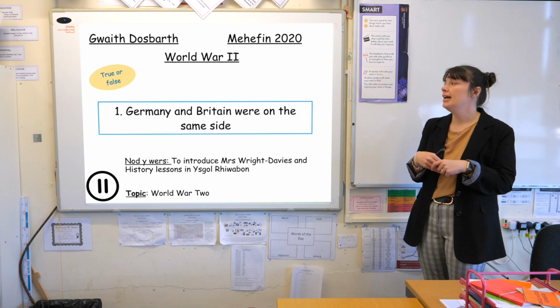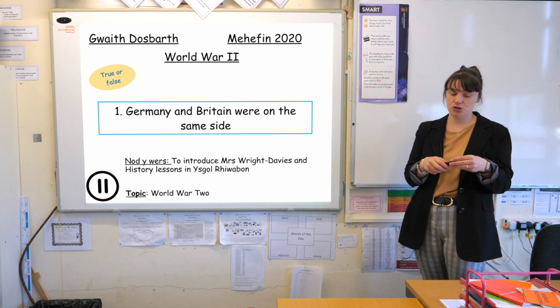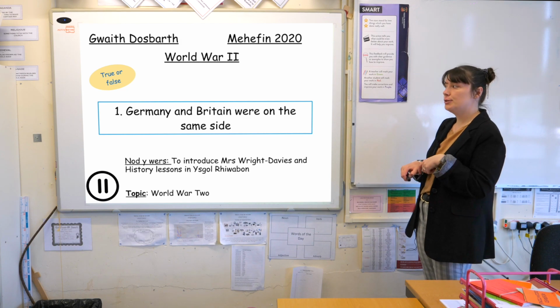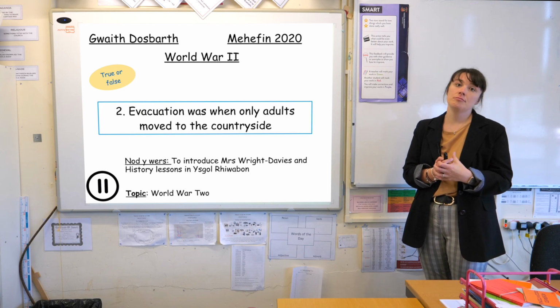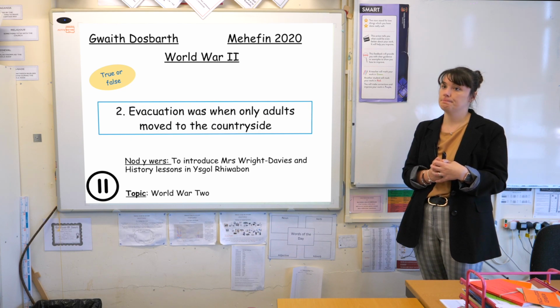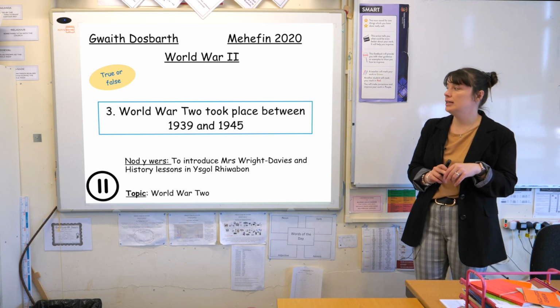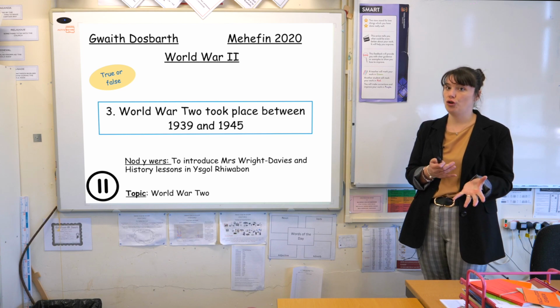So the first one is Germany and Britain were on the same side. Do you think that is true or do you think that is false? The next one, number 2, evacuation was when only adults moved to the countryside. Number 3, World War II took place between 1939 and 1945. Do you think it's true or false?